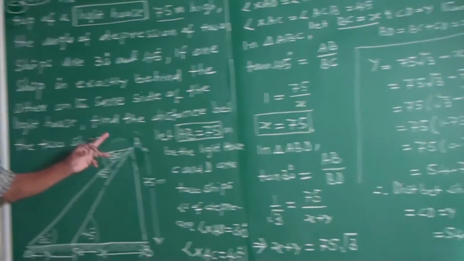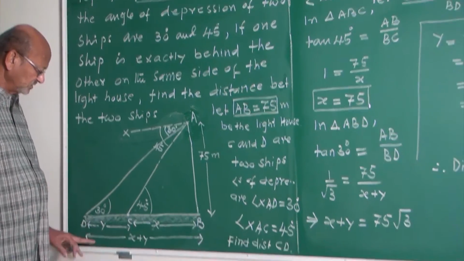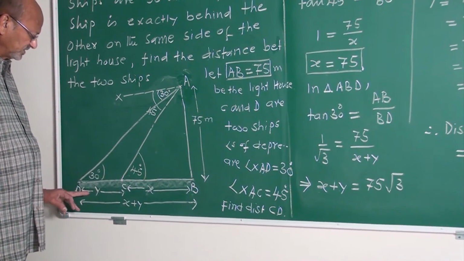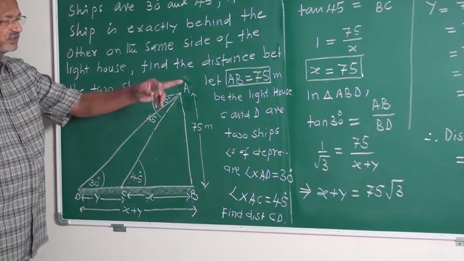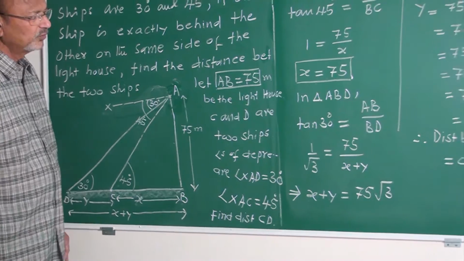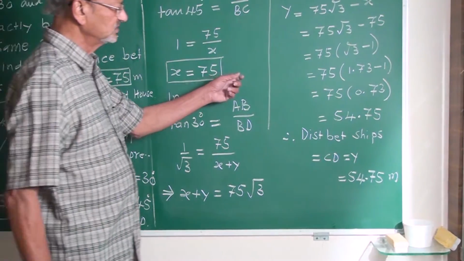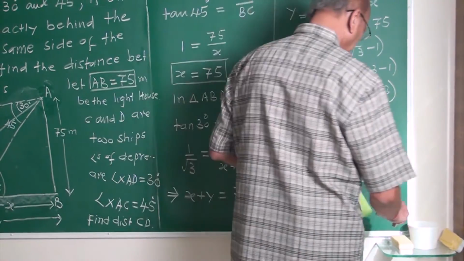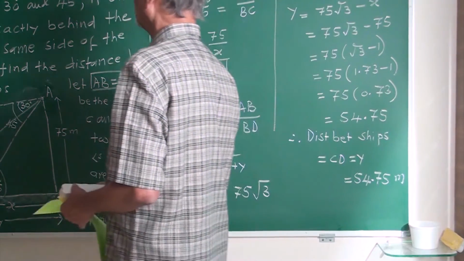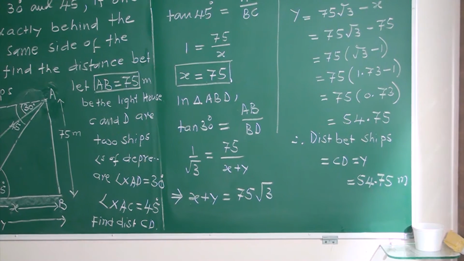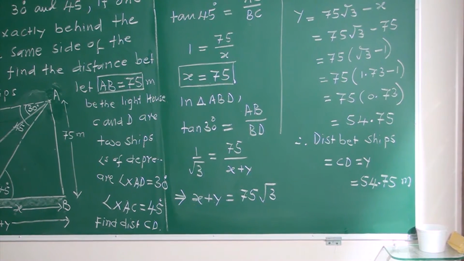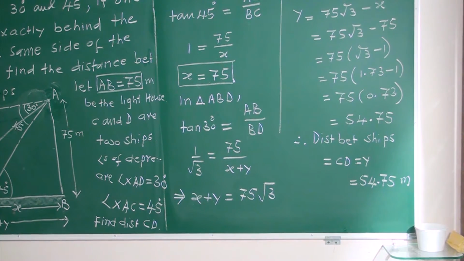Then you want to find the distance between the two ships. C and D are the ships. The distance between them is CD, which is y. What is the value of y? 54.75 meters. This is another example, my friends. This is example number 12 in exercise 12.1. Next example.